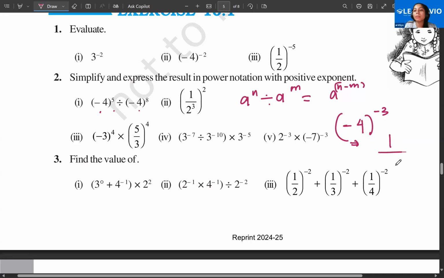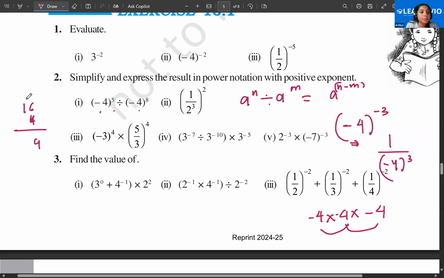So it will be 1 by negative 4 raised to the power of 3. Which is negative 4 times negative 4 times negative 4. So, 4 fours are 16. 16 fours are 64. Give me 1 second. Let me check. Yes, 64.